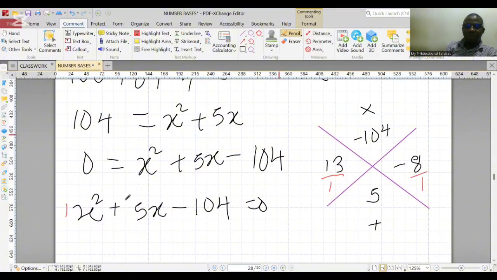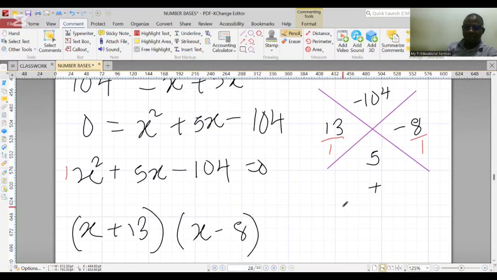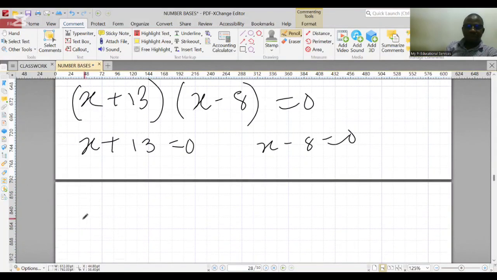So the factorized form would be x plus 13 into bracket x minus 8 equals 0. So if x plus 13 multiplied by x minus 8 is 0, then x plus 13 will be 0, or x minus 8 equals 0. So x will give you negative 13, or x will give us 8.